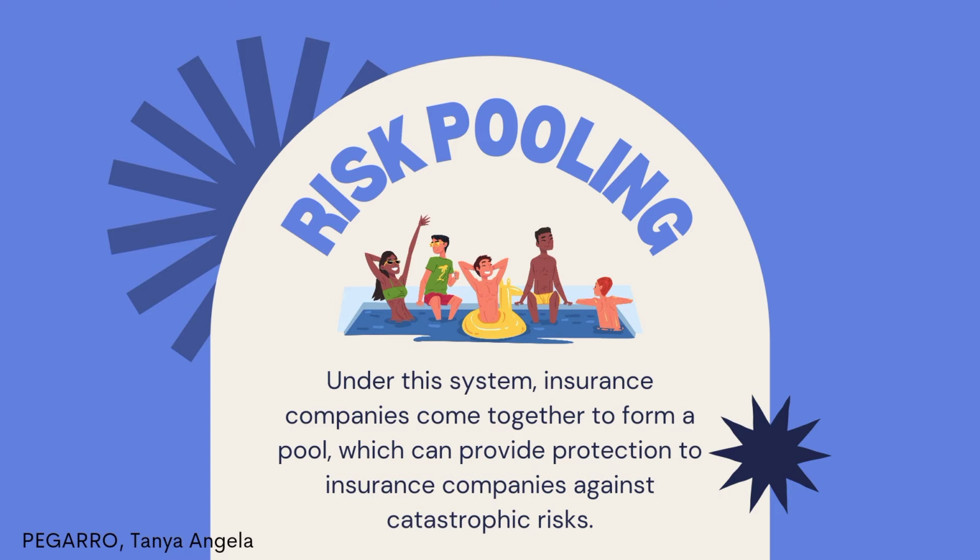So the first risk measurement is risk pooling, which is mostly practiced by insurance companies. Like what the name suggests, under this system, insurance companies come together to form a pool which can provide protection to insurance companies against catastrophic risks. This type of concept is important to supply chain management. To further explain the concept, let me present an example.